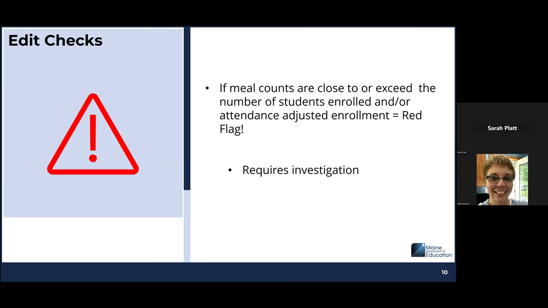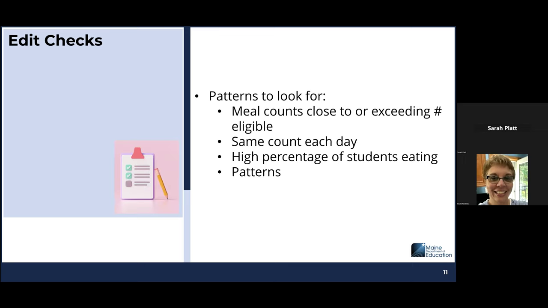If when conducting an edit check, you notice that meal counts are close to or exceed the number of students enrolled or the attendance adjusted enrollment, this is a red flag that would require investigation. Some patterns to look for when completing the edit check would include finding meal counts that are close to or exceeding the number of students eligible, seeing the same count each day, or having a high percentage of students eating. Any patterns, if there's a repeat in numbers or every Monday is the same count, are a flag that should be looked into.